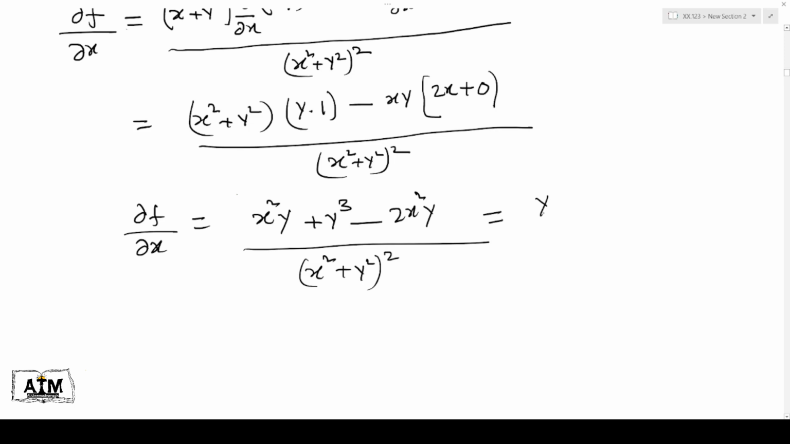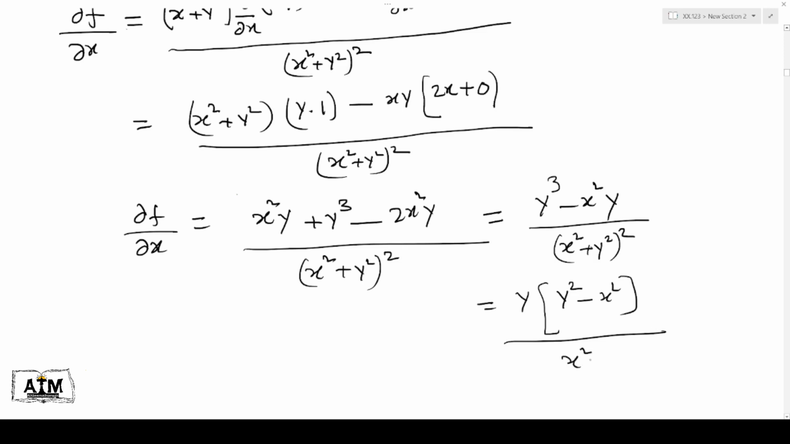This is equals to y cube minus x square y divided by x square plus y square whole square, which can be further simplified by taking y common. So we get here y square minus x square divided by x square plus y square whole square. This is the required result for partial derivative of f with respect to x. That is dou f by dou x equals y into y square minus x square divided by x square plus y square whole square.